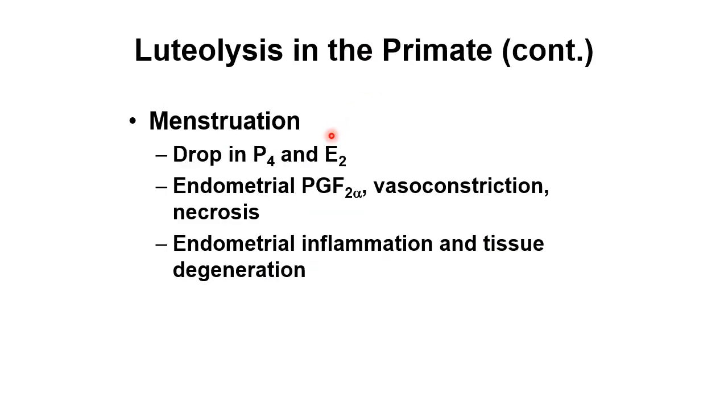So during menstruation, there is a drop in the levels of the P4 as well as in the estradiol. There is also the release of the endometrial PGF2 alpha, and it will cause vasoconstriction as well as necrosis. The cramps that women experience during menses can be due to prostaglandins. There is also endometrial inflammation as well as tissue degeneration.